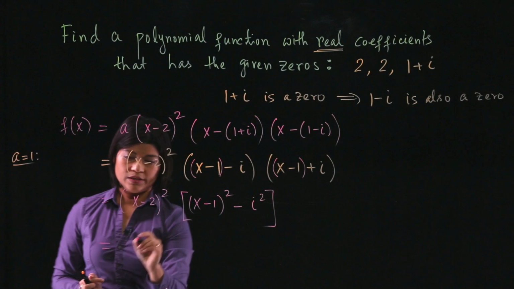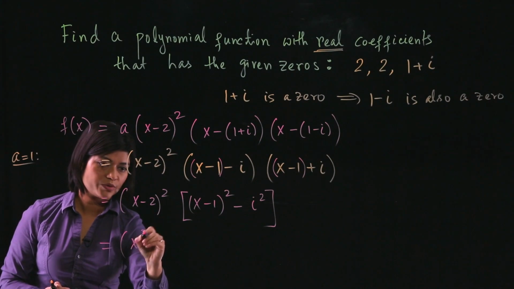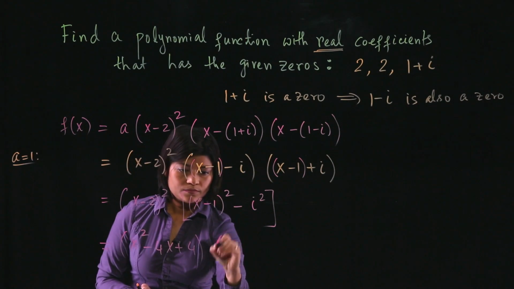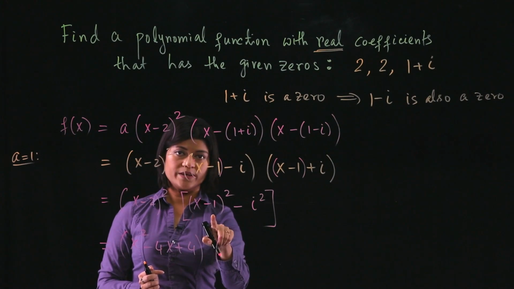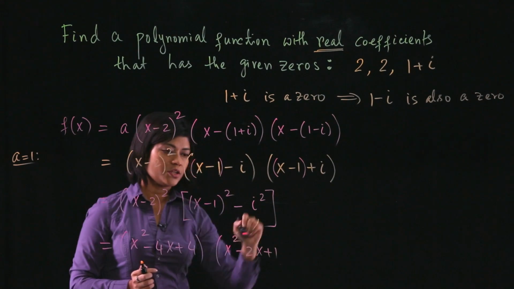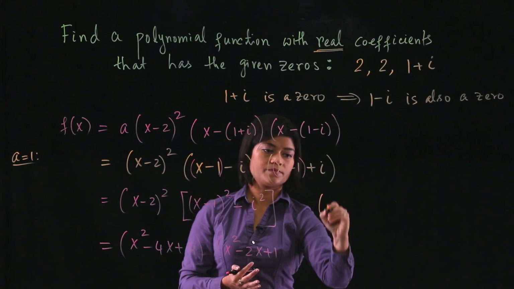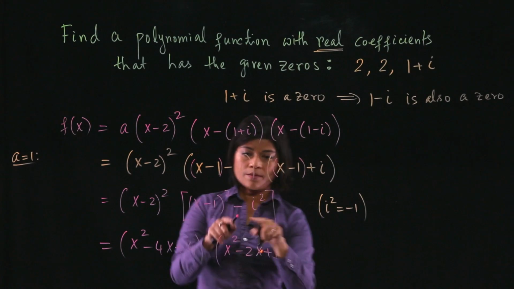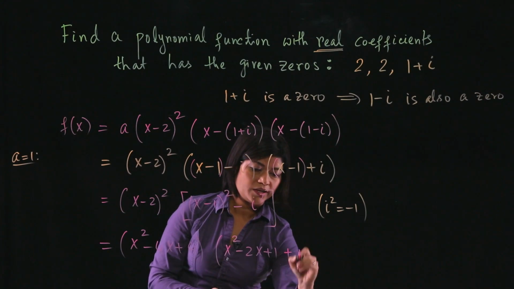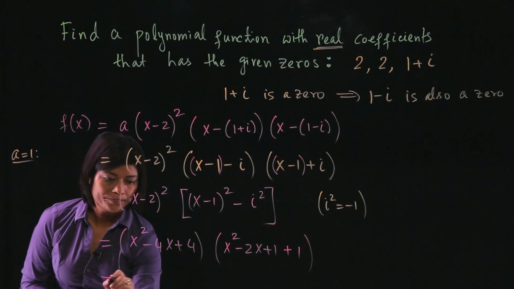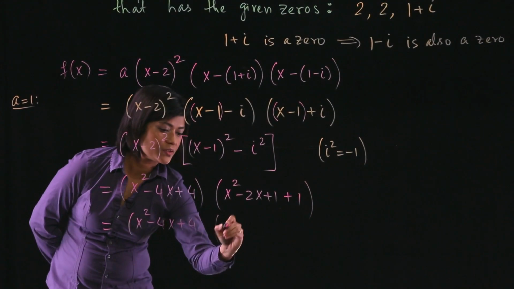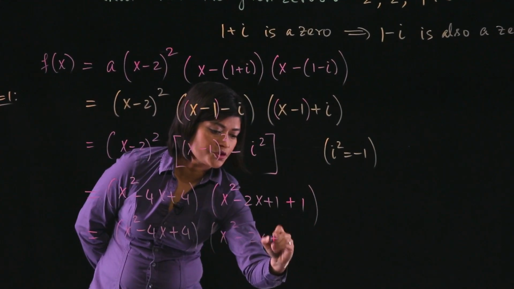Okay, so let's expand (x minus 2) whole squared. That's x squared minus 4x plus 4. And the other factor, expand (x minus 1) squared. That is x squared minus 2x plus 1. Now notice i squared is negative 1. But we have a negative sign in front of it, so it's negative of negative 1. So this is another positive 1. Right, one more step: (x squared minus 4x plus 4) times (x squared minus 2x plus 2).